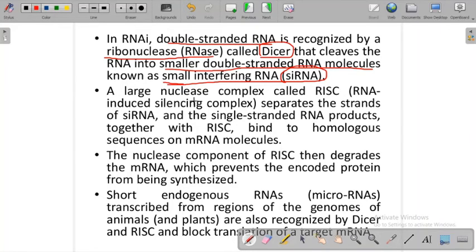The large nuclease complex called RISC, or we can say RISC. So this RISC, what is it? RNA induced silencing complex.